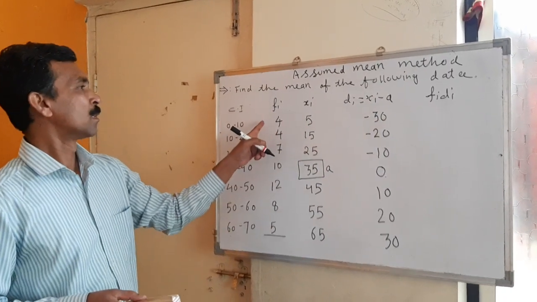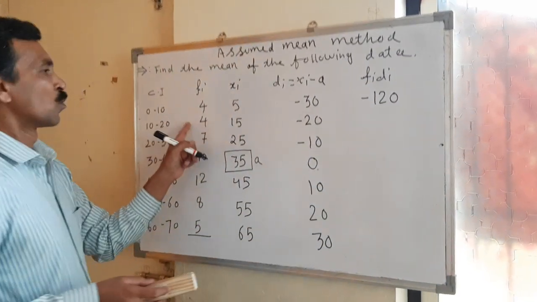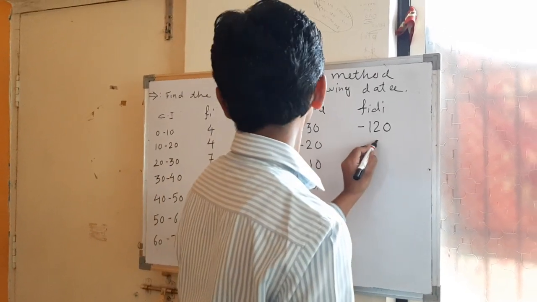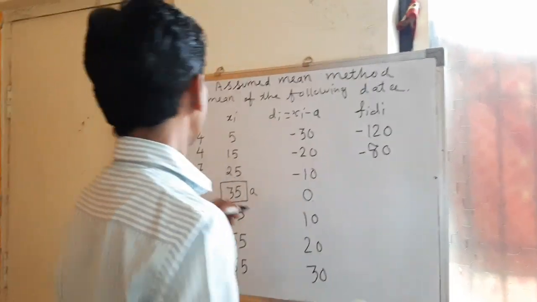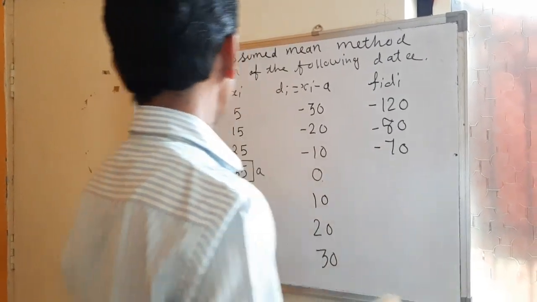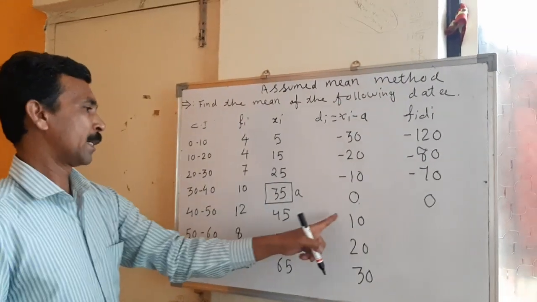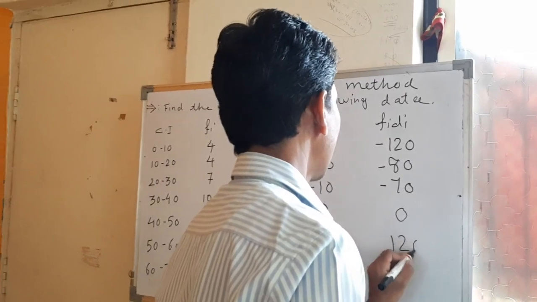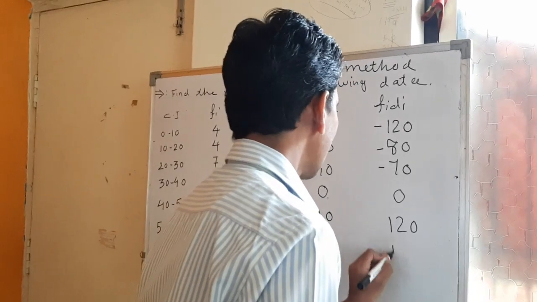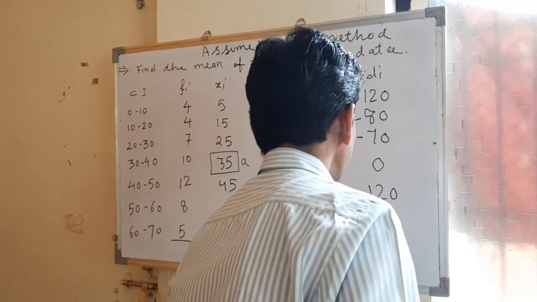You have to multiply. 4 into minus 30 is minus 120. 4 into minus 20 is minus 80. Then 7 into minus 10 is minus 70. 10 into 0 is 0. 12 into 10 is 120. 8 into 20 is 160. And 30 into 5 is 150.